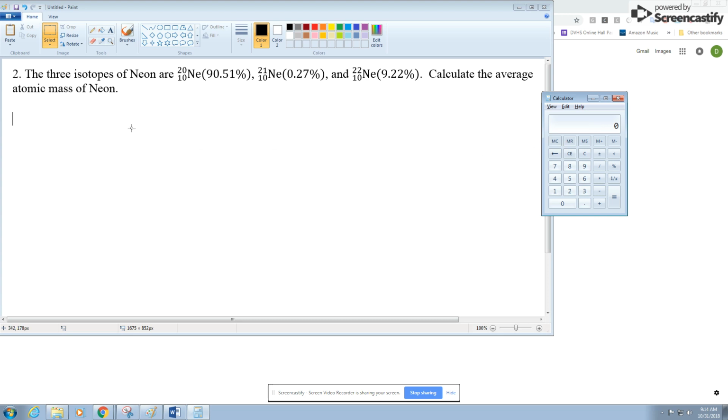All right, guys, second problem. One thing I didn't mention is you can totally check your answer. Here's how we're going to check our answer. The average atomic mass needs to be in between the lowest and the greatest mass number.